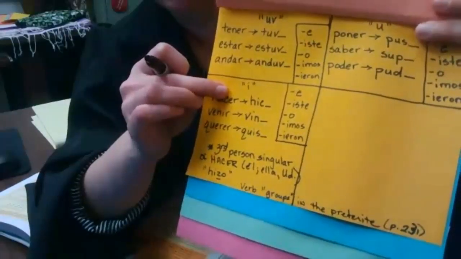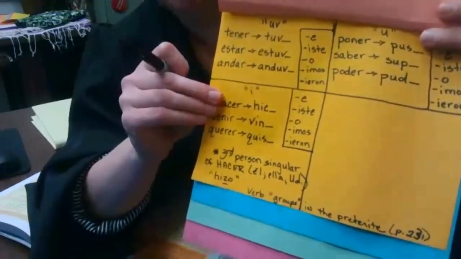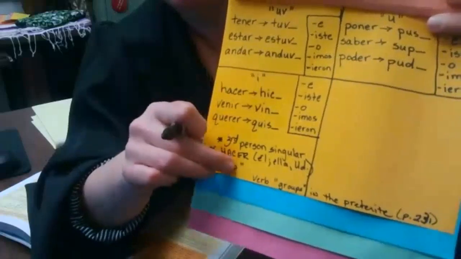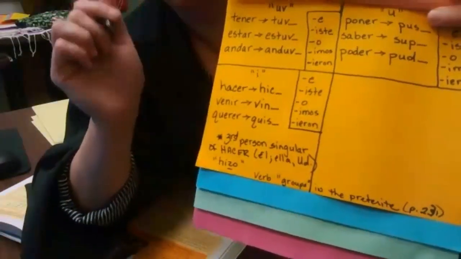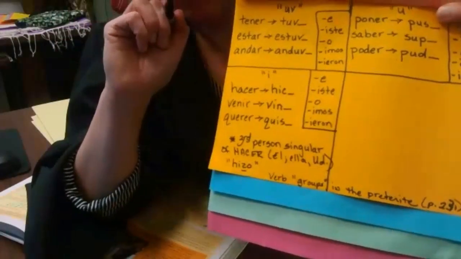The C now will sound like a K. So we would have hico, and that changes the sound of the verb. So to keep it an S sound, we change that C to a Z, but only in third person singular, only for he, she, and usted, you formal. Okay?